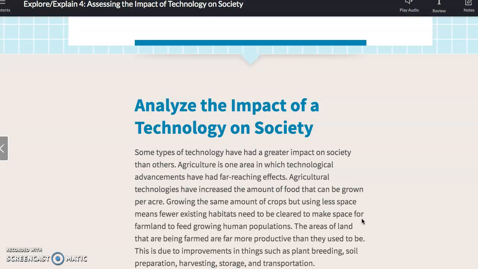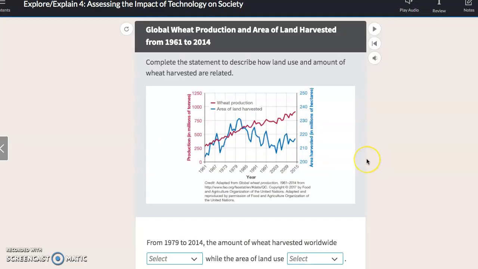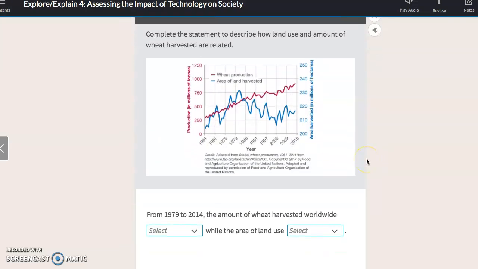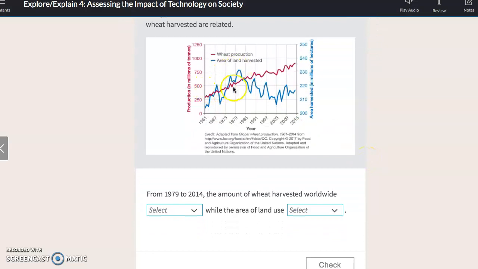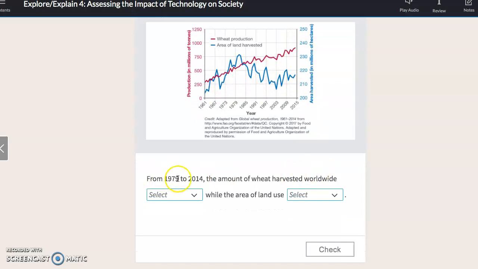So what they're going to ask about is, what do we do when there are farmers out there farming, but there's more people than they've ever had before? We're talking about wheat production and harvest. You can see how the wheat production went up, but the area of land actually went down. So the amount harvested increased, and the use of land decreased.